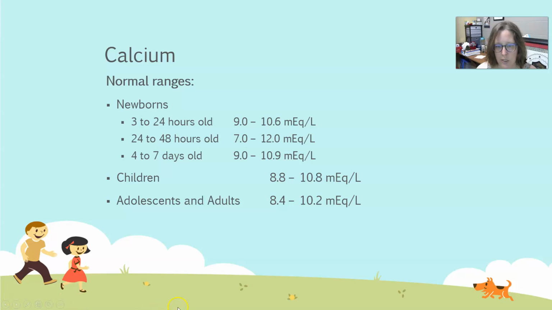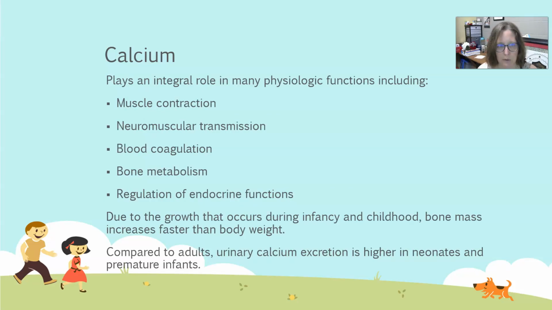And then in children, it's usually 8.8 to 10.8 milliequivalents per liter. So if you take the adult range and shift it up slightly, then that's your children range. And then for adolescents and adults, it's 8.4 to 10.2 milliequivalents per liter.